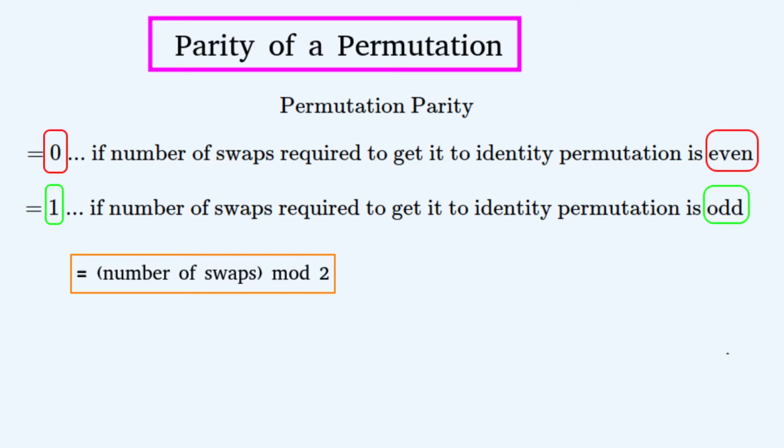In this video, we'll investigate how to find the parity of a permutation. If the number of swaps needed to transform a permutation into the identity permutation is an even number, then its parity is 0, and if this number of swaps is odd, then its parity is 1. This quantity is constant for any given permutation, and the parity may be given by this equation, the number of swaps modulo 2.